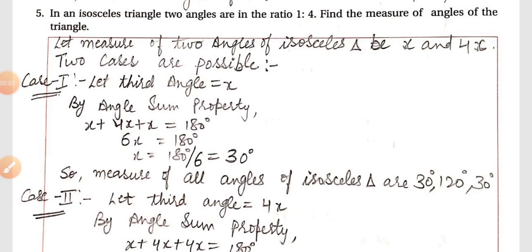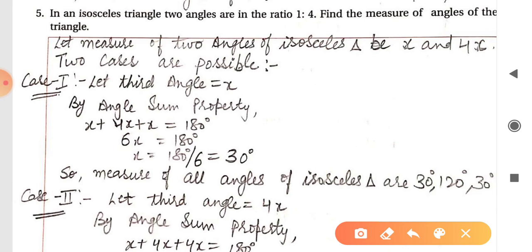Hello students, today we will discuss some different questions of the observations book. The fifth question of chapter 8 is: in an isosceles triangle, two angles are in the ratio 1:4. We know that in an isosceles triangle, opposite angles of equal sides are equal, and we are given that two angles are in the ratio 1:x. Then one angle will be 1x and the second will be 4x, and we have to find the measure of the angles of the triangle.